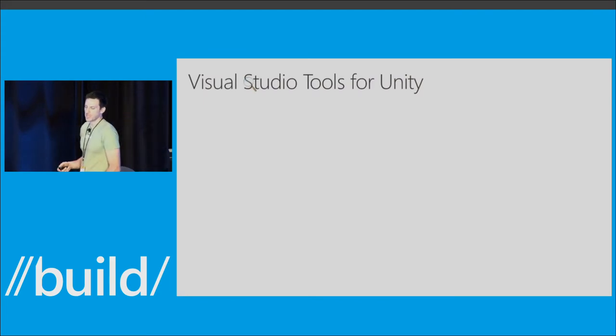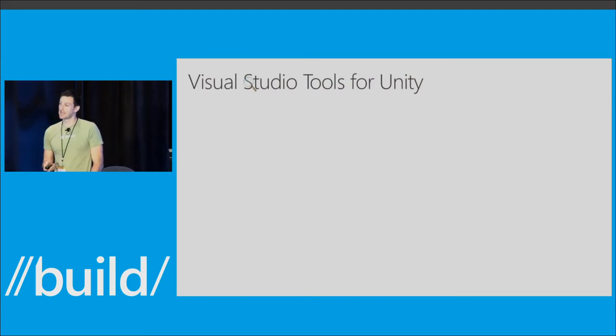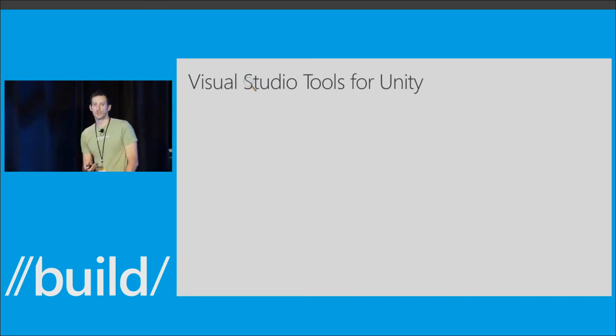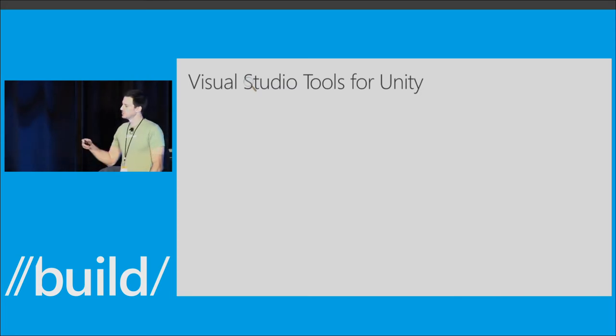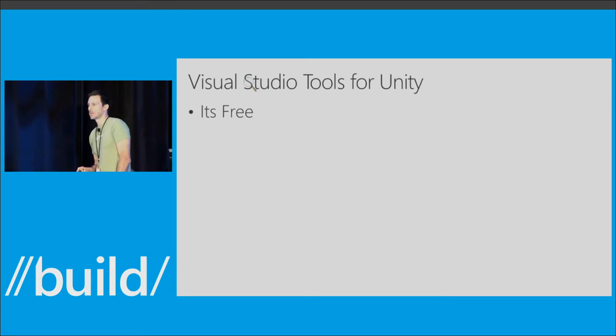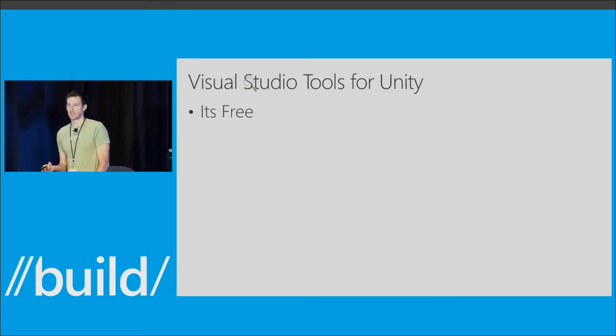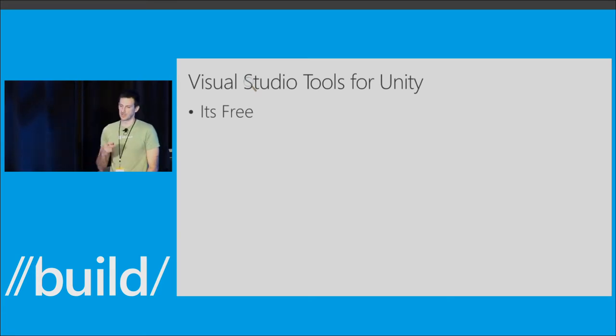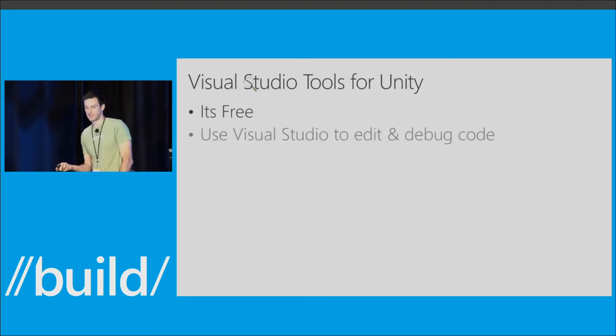We purchased a company called Syntax Tree within the last year, and they had a product called Unity VS. It was to use Unity with Visual Studio, and it was about a $100 plugin that you pulled into Unity. I know a lot of folks that loved it and used it, but it also cost $100. So we bought them, and we turned around and made this product free.